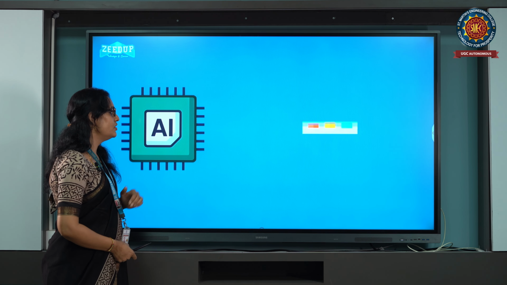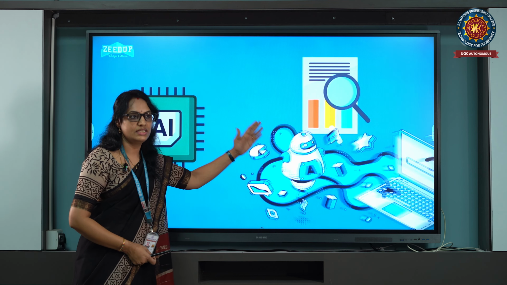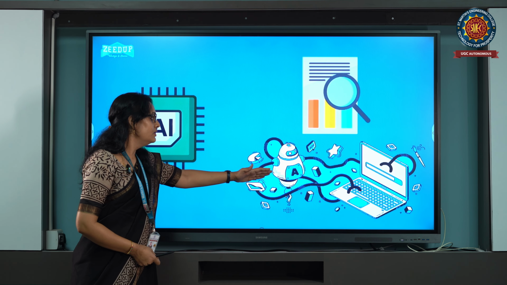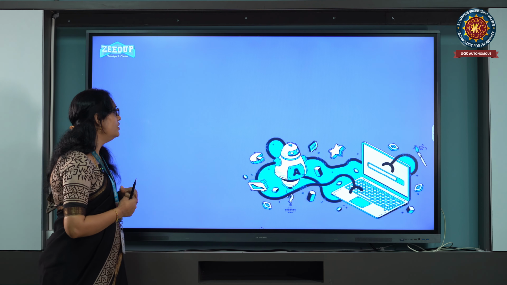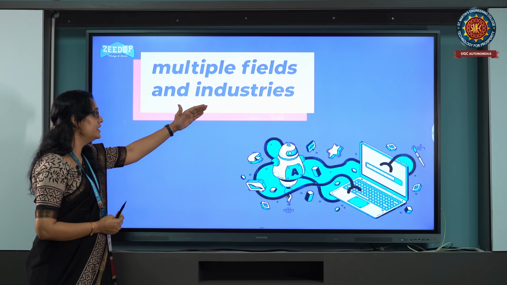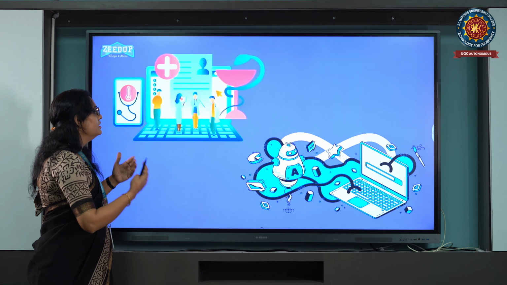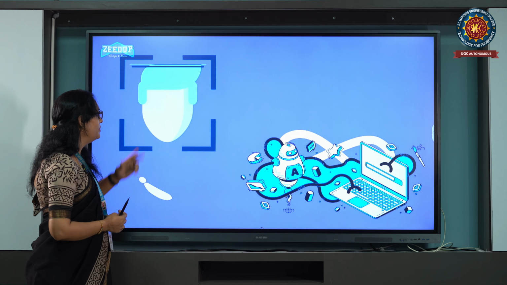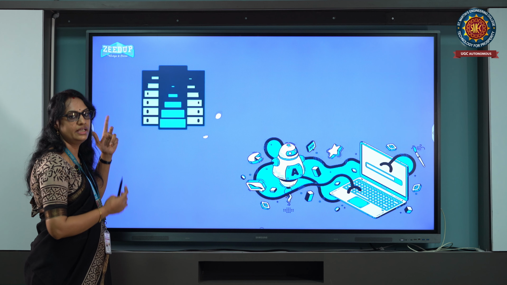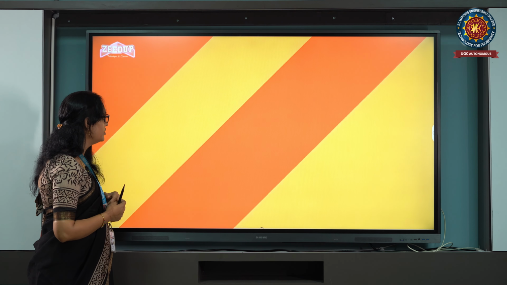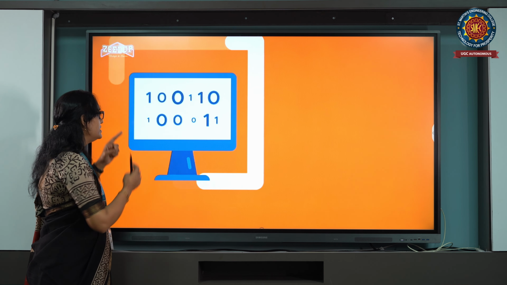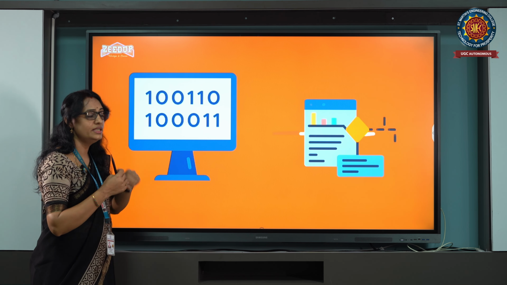Machine learning is a subset of artificial intelligence. It uses statistical techniques to improve the performance of the system. The systems will become more intelligent here. So it is used in multiple fields and industries. It is used in medical diagnosis, face recognition, image processing. So we are going to see how the systems are becoming more intelligent here.